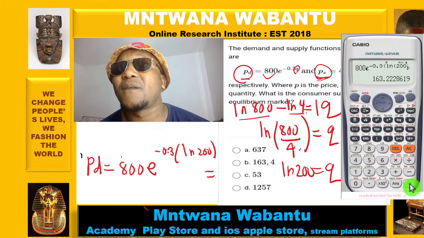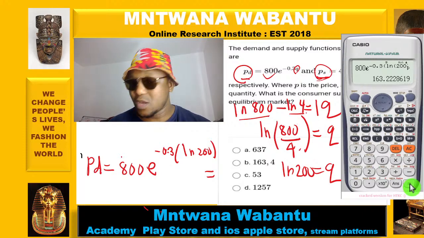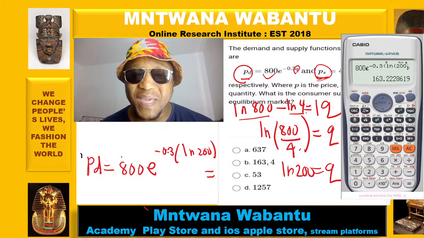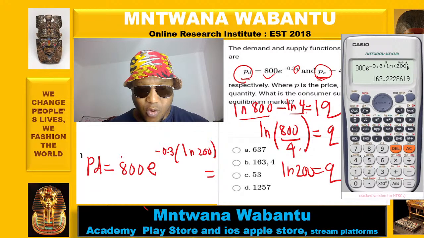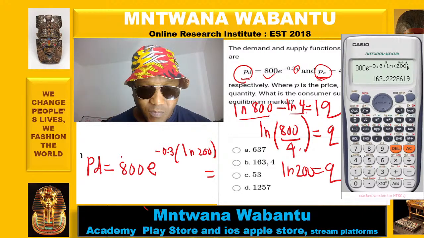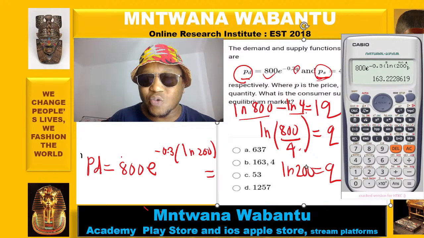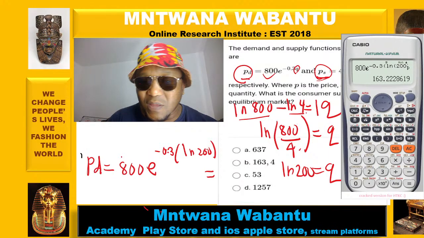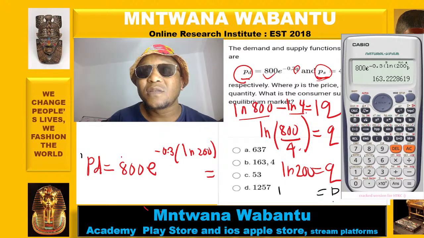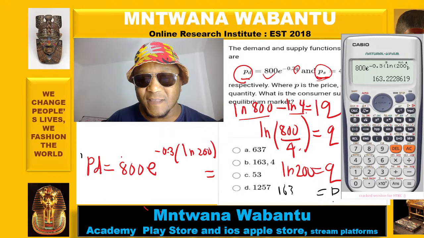It's gonna be 163.22. So our P is 163.22. But you can substitute even in PS there, it's gonna give you the same value. So our Q equals that one, and then our P equals 163.22.